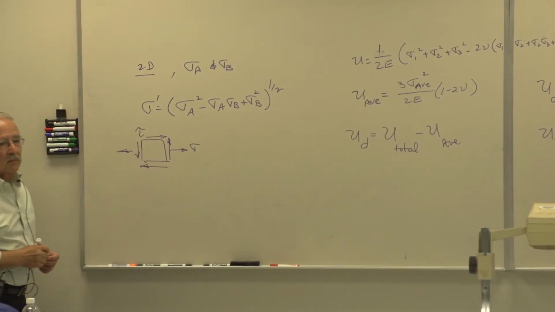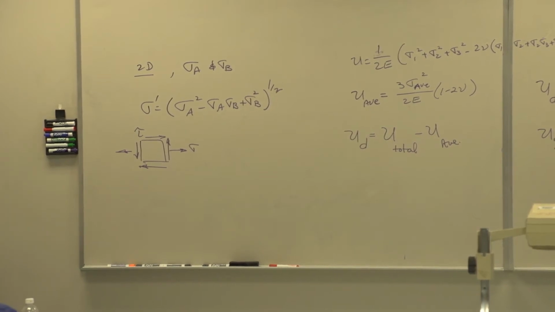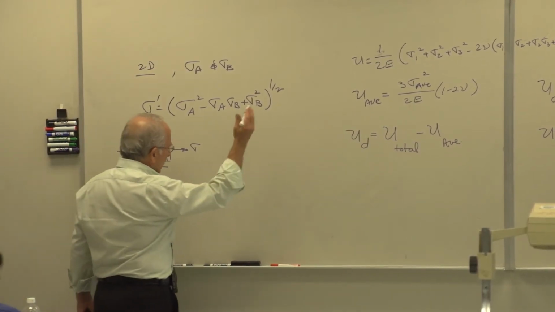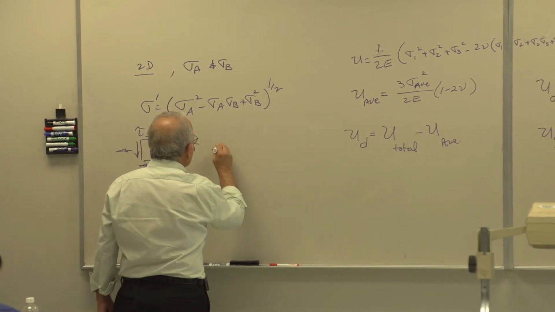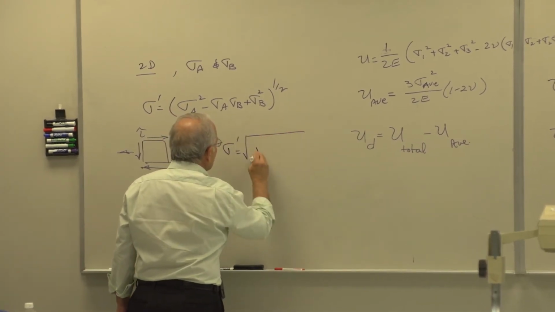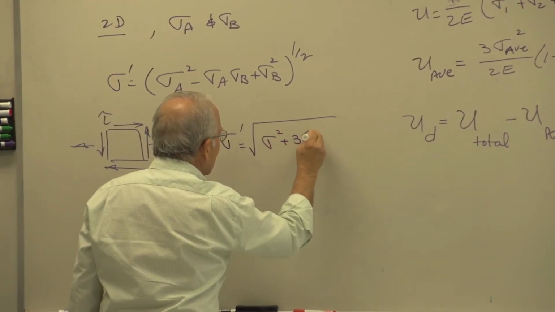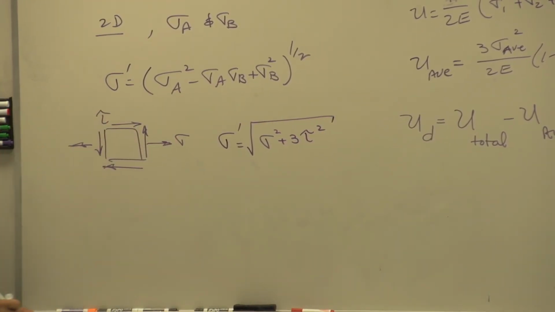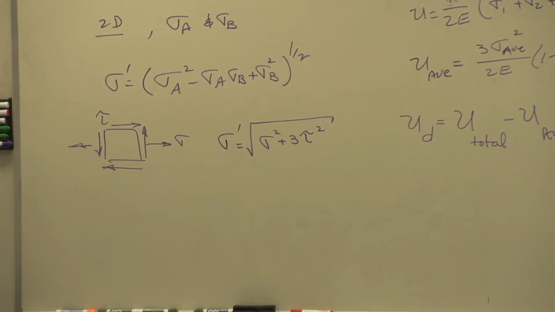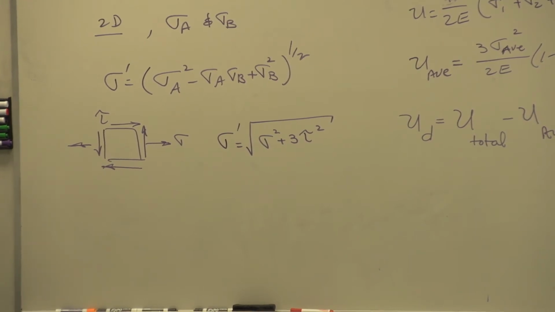In this case, and again, you can prove this by putting it into the equations that we have, sigma prime is equal to the square root of sigma squared plus 3 tau squared. These are special cases. That's the general equation. These are good whenever you have a two-dimensional state of stress and one in which there's only one normal stress and one shear stress. Any questions?